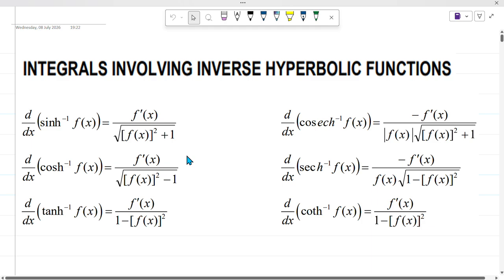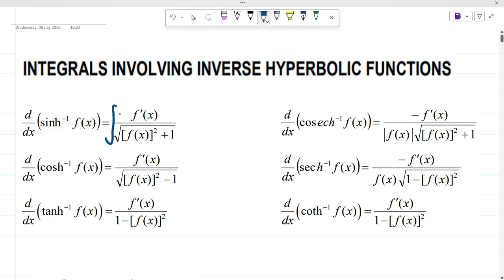Let me also remind you that integration is just us going back to what was differentiated before. So you remember in differentiation we'll be given something like this, for example, inverse hyperbolic sine of f of x. If we differentiate it, we use this formula and get f prime of x divided by the square root of f of x squared plus 1. So in integration, we'll be given this right hand side, and then we should find this one. That's what we'll be doing basically.